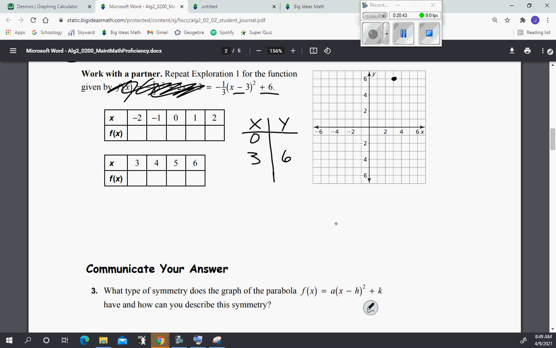How about 0? Let's plug in 0 for a change. 0 minus 3 is negative 3. Negative 3 squared is 9. 9 times negative 1/3 is negative 3. Negative 3 plus 6 is 3. 0, 1, 2, 3. How many points away is that from 3? That's 3 over, so how about 6? Guess what you're going to get? 3. Now, that's only 3 points. I want at least 5 when graphing these. But just so you know, when we get this equation, it's going to be a lot easier to find our points.